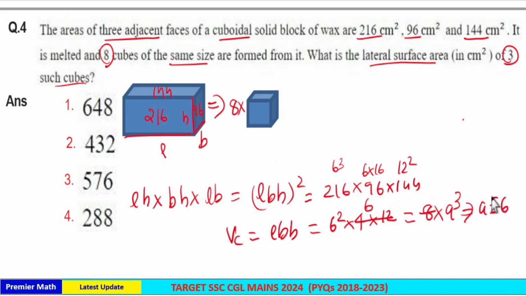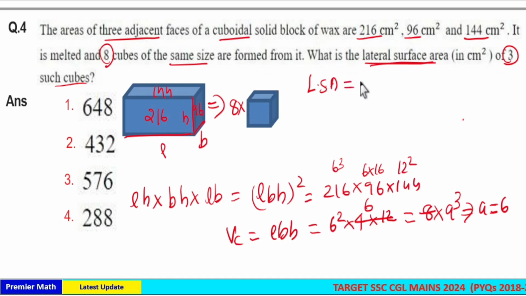So lateral surface area. We need to find the lateral surface area of 3 cubes. Here lateral surface area means side surface area. For a cube there are 4 side surfaces. So lateral surface area is equal to 4A square. This is different from total surface area. Total surface area of a cube is equal to, a cube has 6 faces, so total surface area becomes 6A square.